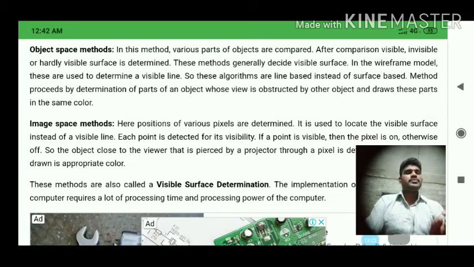Then after that, it decides to draw the visible surface. Hardly visible ones, don't draw them. Those that are not visible, don't draw. Those that are invisible, you don't need to draw. It determines to draw the lines which are visible. Only those parts it will draw. This is the object space method.